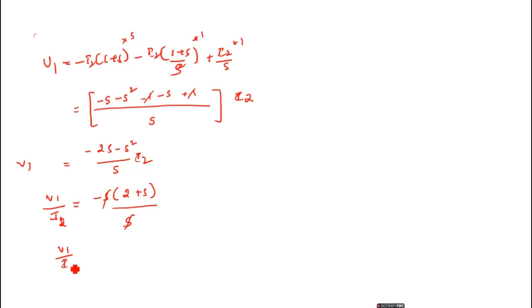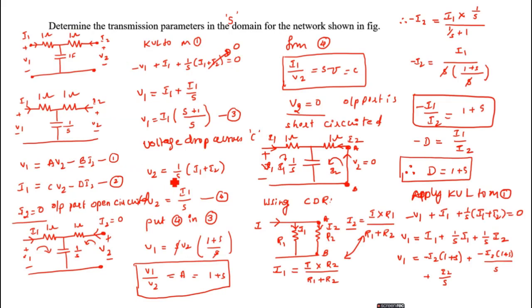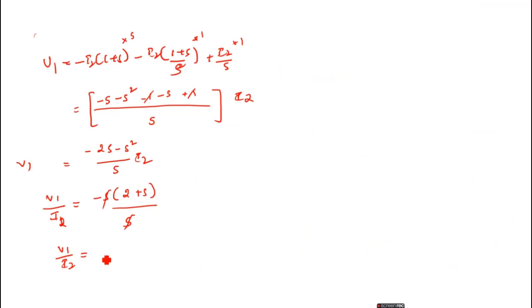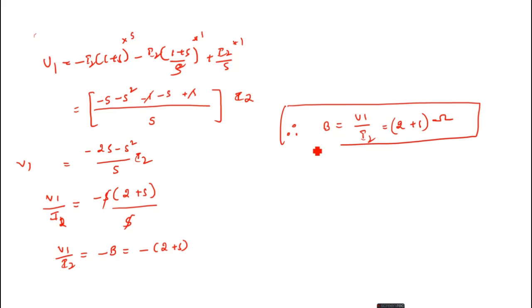So V1 divided by I2 equals minus of B here. V1 divided by I2 equals minus of B, that equals minus of 2 plus S. Then therefore, B equals V1 divided by I2 equals 2 plus S. What is the unit of B here? Voltage divided by current. It is Ohm. Is that okay?